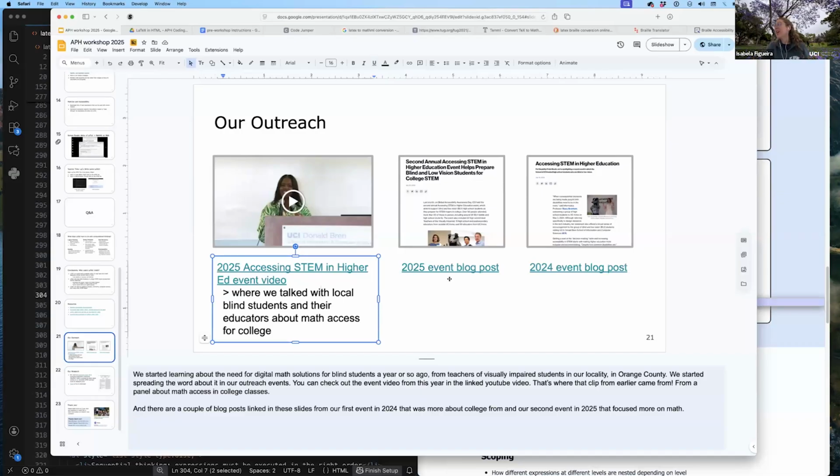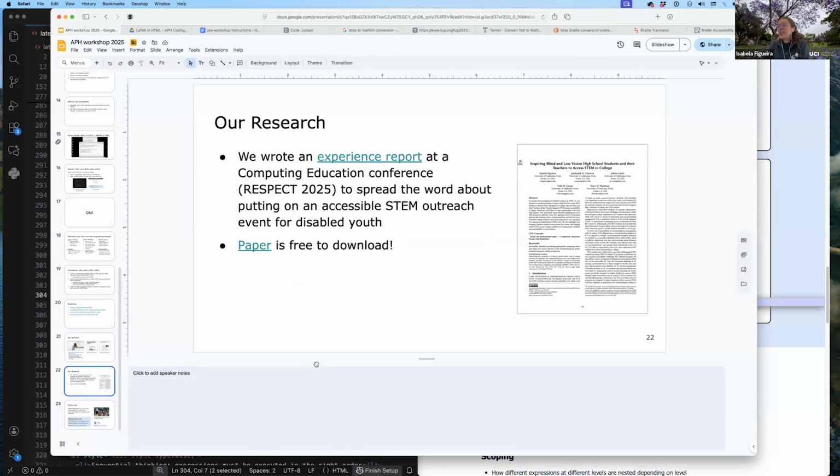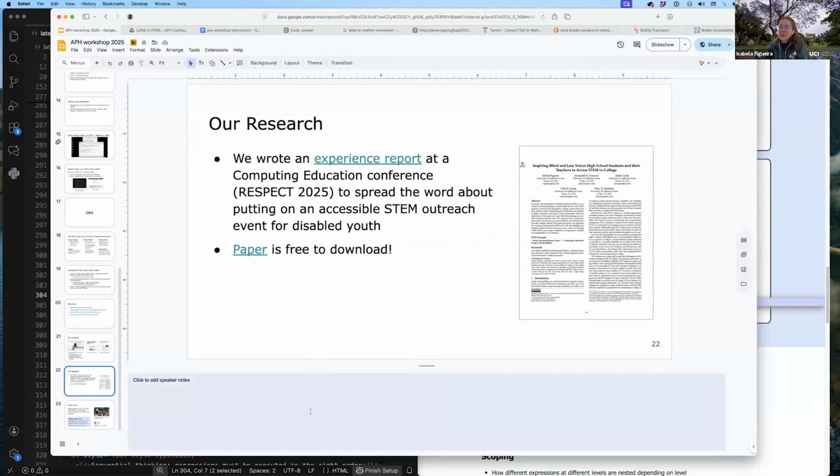You can skip things. There's also a couple links to blog posts about the first event in 2024 and also the latest one in 2025. I put links to those. And I also put a little bit about my research. I wrote a paper about putting on that event so that we can start having conversations with the computing education research community to try to encourage them to put on accessible STEM events like our outreach event. So you can feel free to download the paper and read it. It's kind of like a how-to on putting on an accessible event and why it helped people.